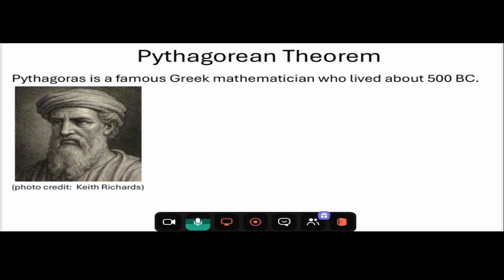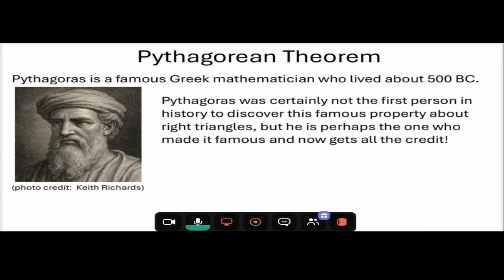Okay, last thing for this quick overview. Pythagoras, famous Greek mathematician, lived about 500 BC. And he was not the first person in history to discover the Pythagorean theorem. It might surprise you to know it was known way before him by many cultures and as well by the Greeks before him. But he managed to be the one who gets all the credit because he made it famous.